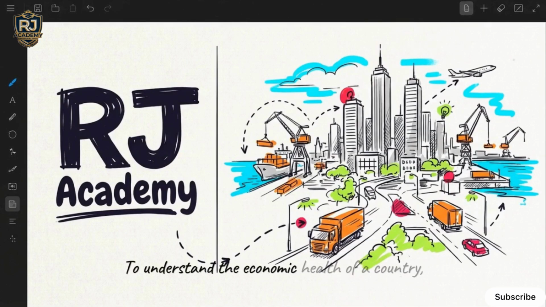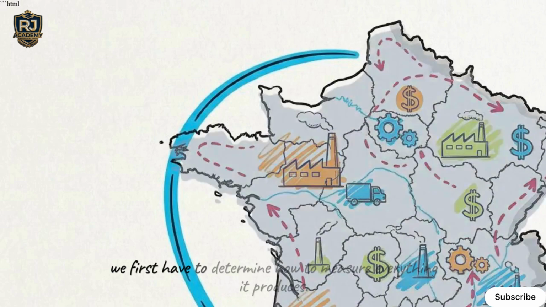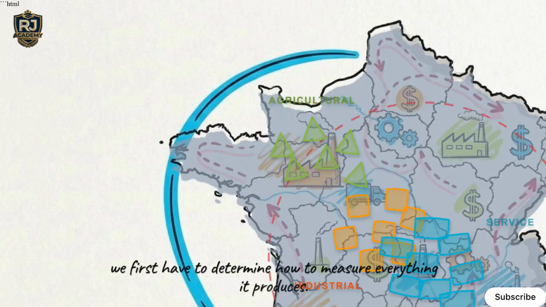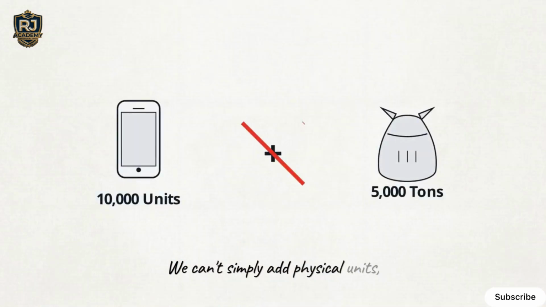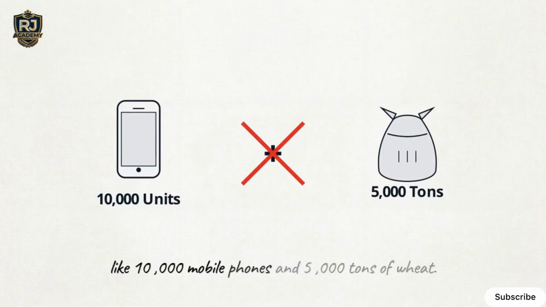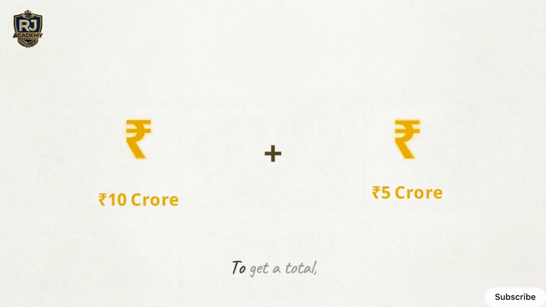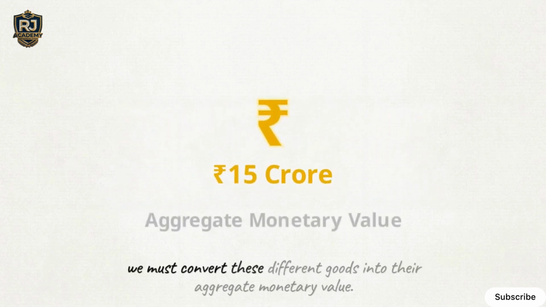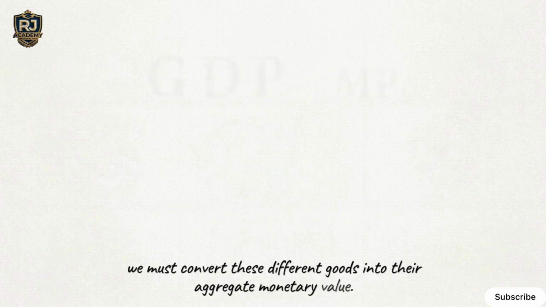To understand the economic health of a country, we first have to determine how to measure everything it produces. We can't simply add physical units, like 10,000 mobile phones and 5,000 tons of wheat. To get a total, we must convert these different goods into their aggregate monetary value.